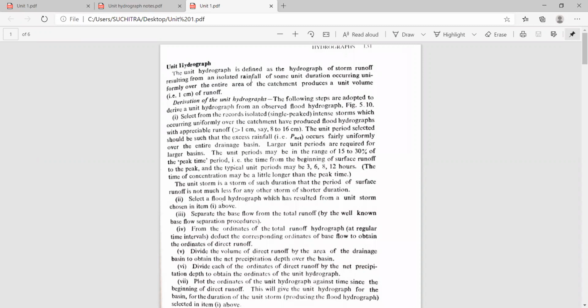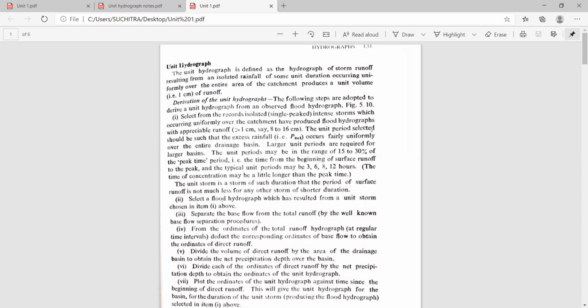More than 1 centimeter, because we are deriving a unit hydrograph, which produces a volume of runoff equal to 1 centimeter. So we have to select from the available record a single isolated storm which has produced a runoff volume greater than 1 centimeter, say about 8 to 16 centimeters. It should be greater than 1 centimeter because we are going to derive a unit hydrograph from the observed hydrograph.